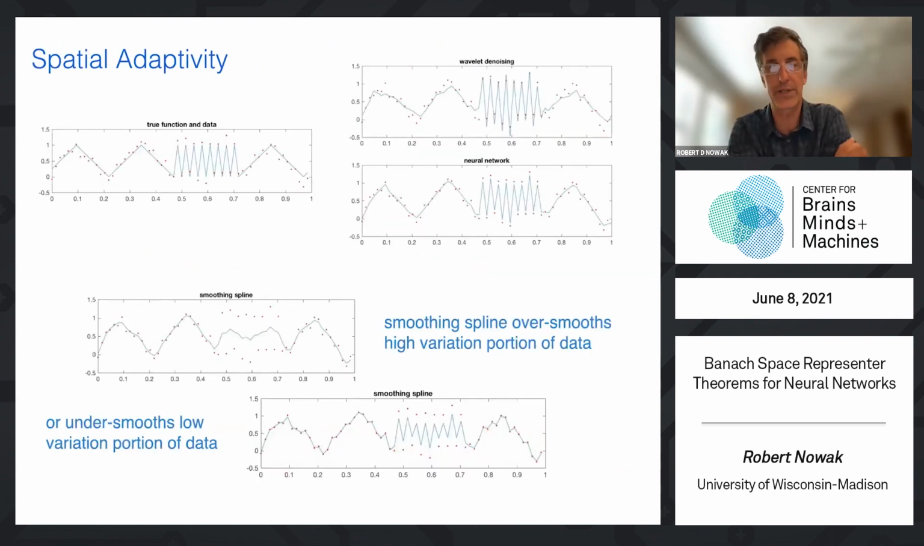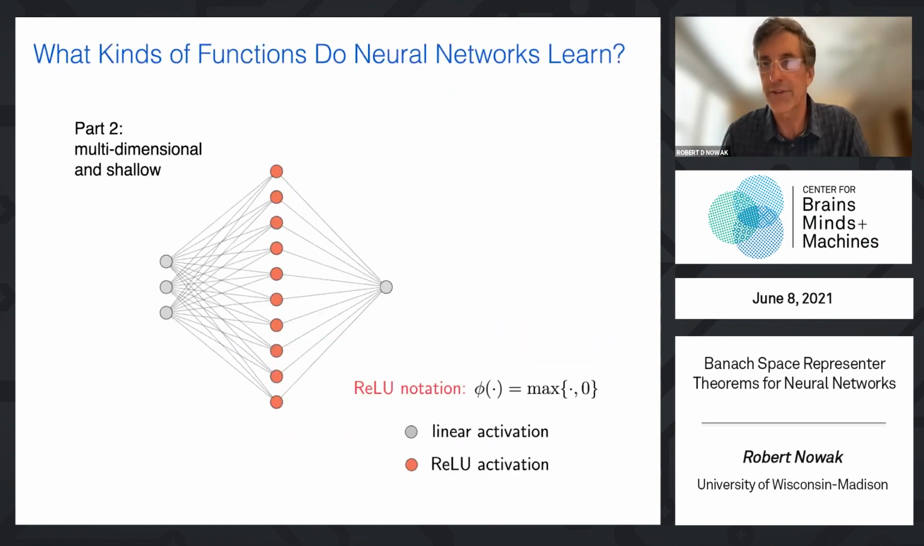Okay, so here's just a picture summarizing the main points here. The kernel methods cannot give you this spatial adaptation to differing levels of smoothness in different places in your function, whereas wavelets and neural networks can. Okay, let's move on to part 2.